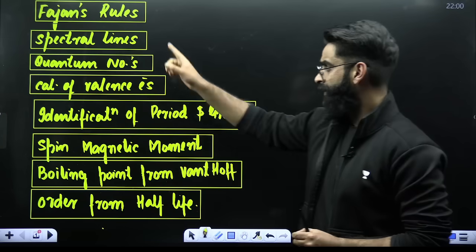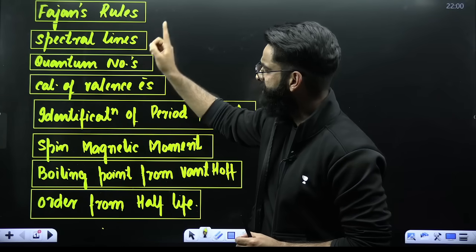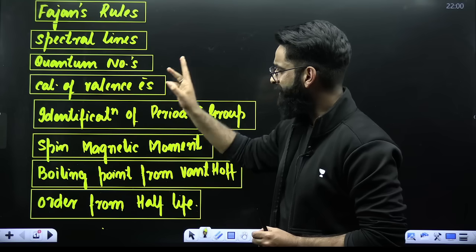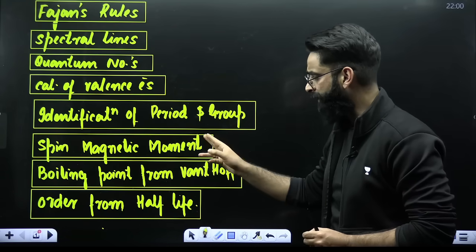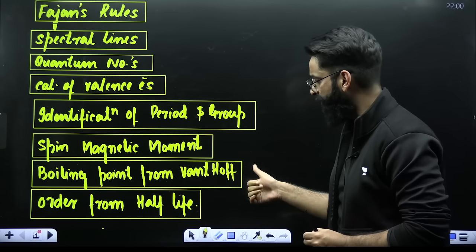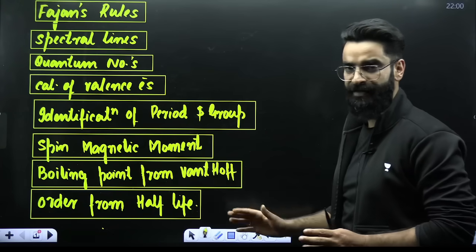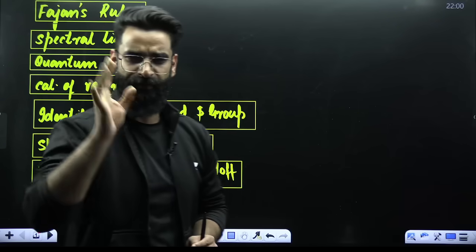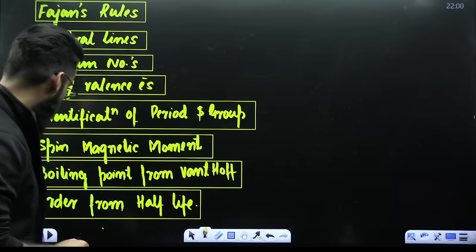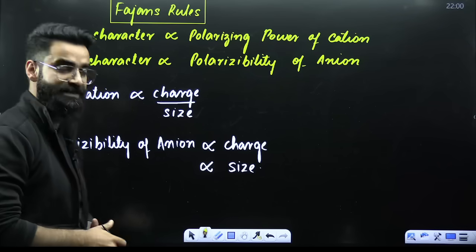In this video: Fajan's rules, spectral lines, quantum numbers, calculation of valence electrons, identification of period and group, spin magnetic moment, boiling point from Van 't Hoff factor, order of the reaction from half-life. All these short topics I shall be discussing with you in a very small interval of time. So without wasting any time, let's get started.